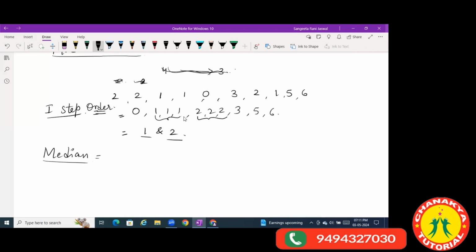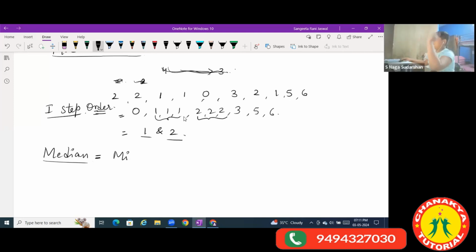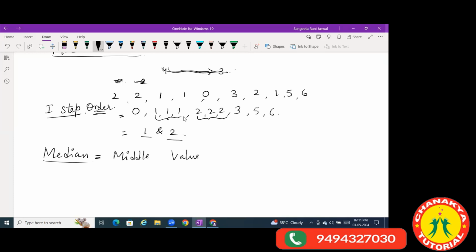Now see here, the median. Now what is median? Median means the middle value. Now suppose if I have some data, I'll take an example from your book.